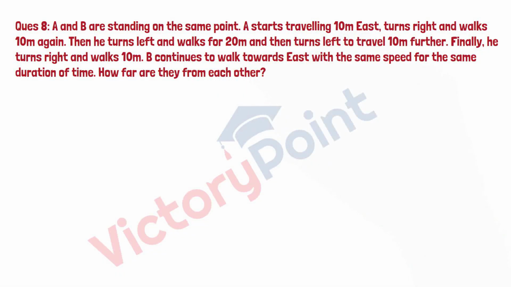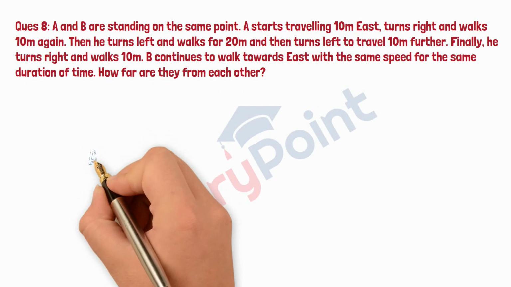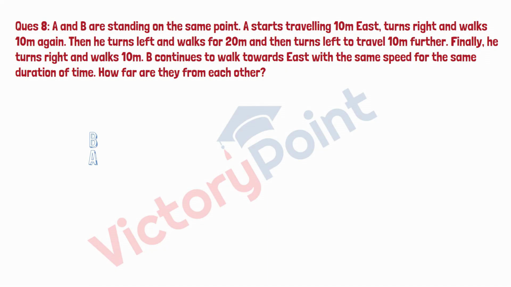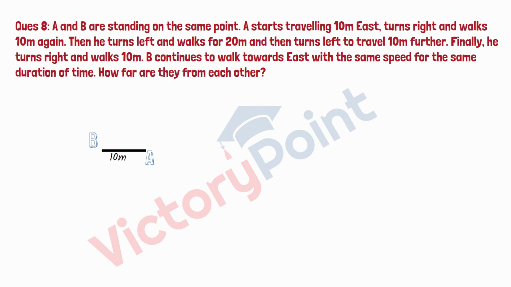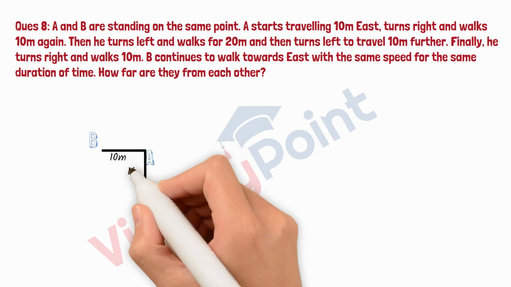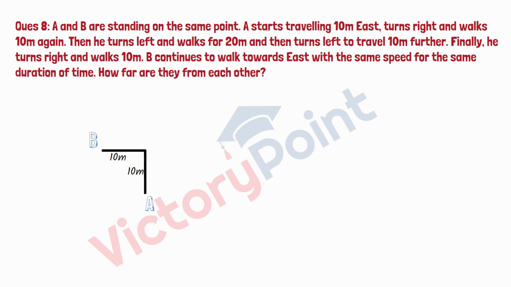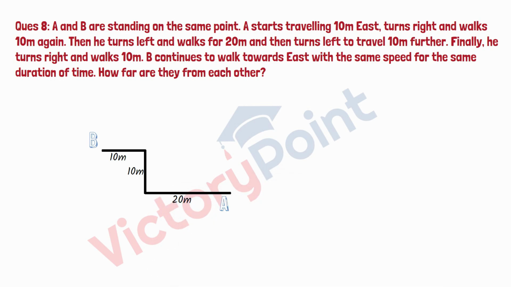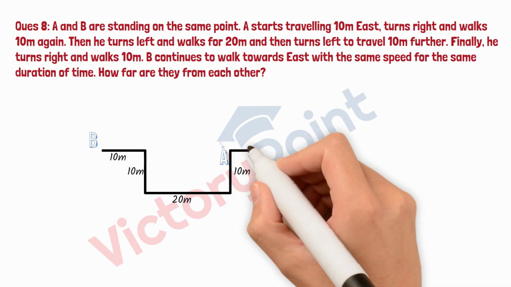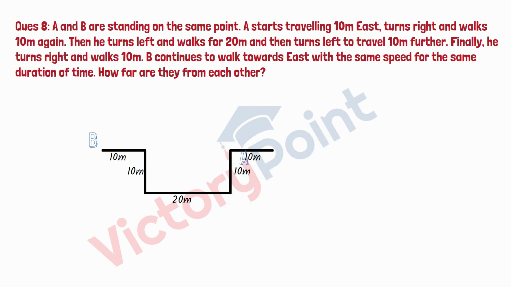Now let's draw their paths. A and B are standing on the same point. A starts traveling 10 meters east, then he turns right and travels 10 meters again. Now he takes a left turn, walks for 20 meters and then turns left and travels 10 meters. Again he takes a right turn and walks for 10 meters. So this is the final position of A.